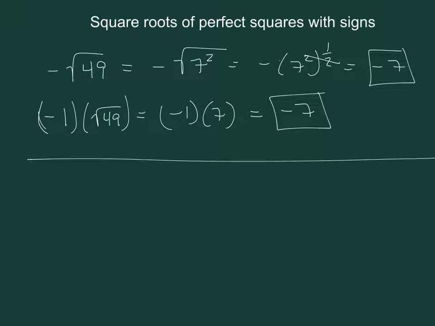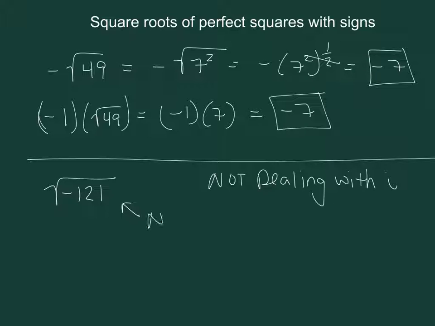Now what if we had the square root of negative 121? Right now, because we are not dealing with i, what we would say about this is that this is not a real number. And that's all you have to say when you have this one.